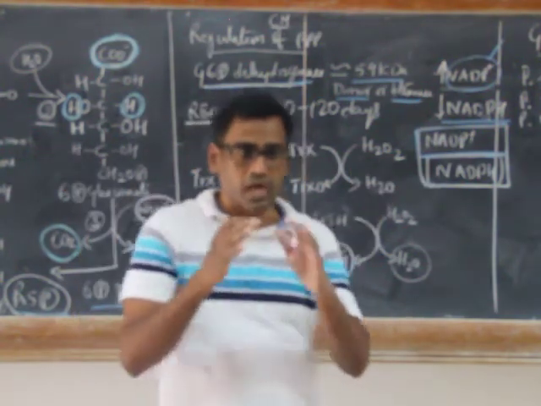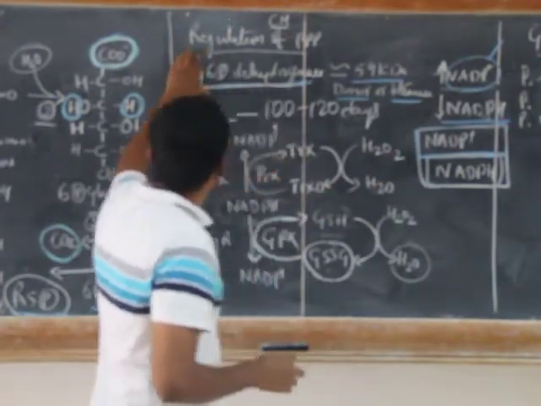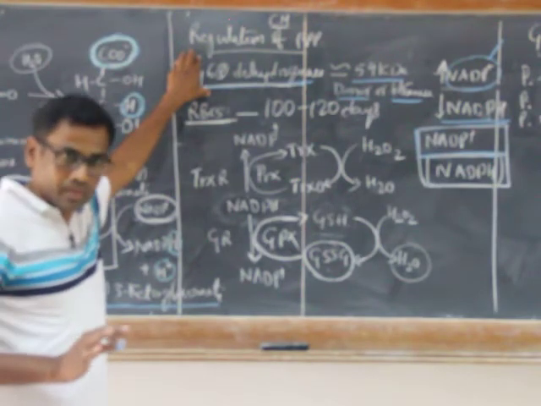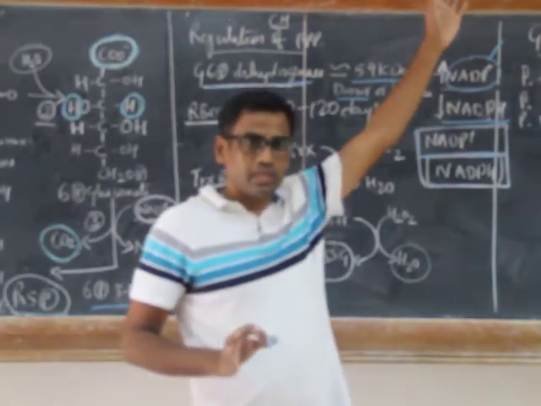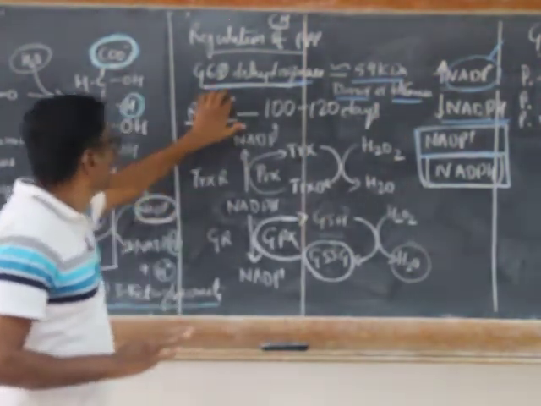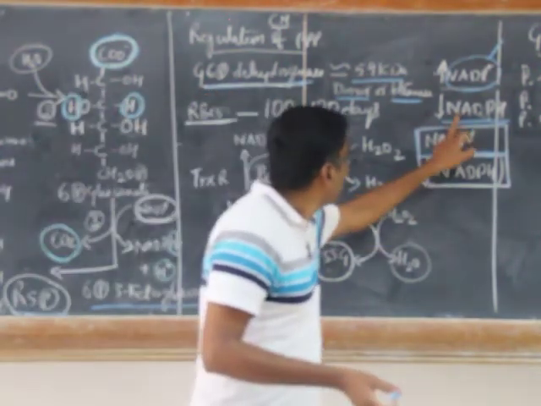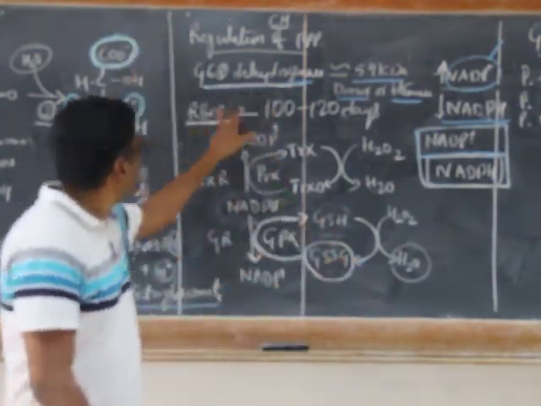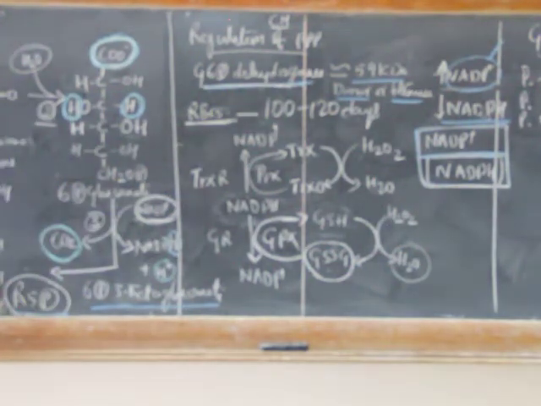If that ratio is altered, then this glucose 6-phosphate dehydrogenase is either activated or inactivated. Right? If NADP plus level is increased, the enzyme activity is enhanced. If NADPH concentration is high, then this enzyme will be inhibited. Right? So that's all about regulation of pentose phosphate pathway.